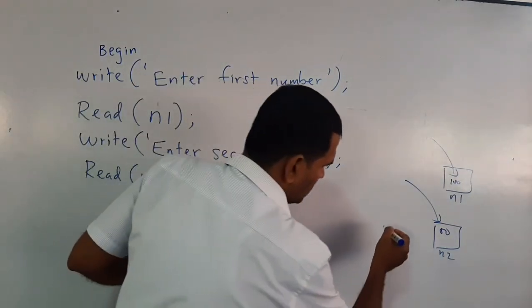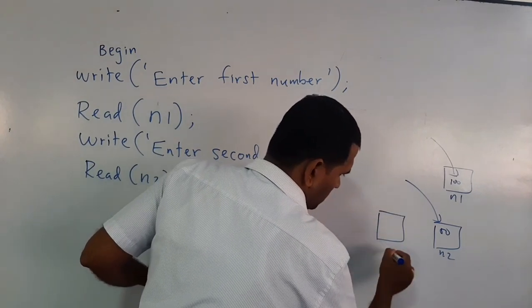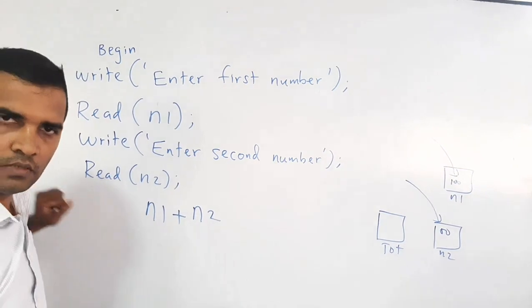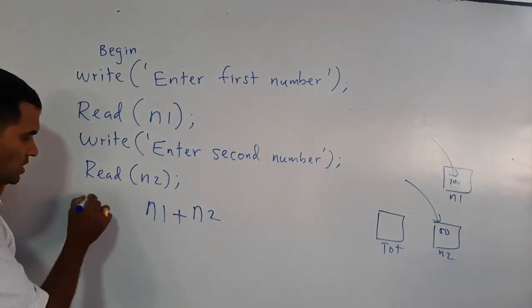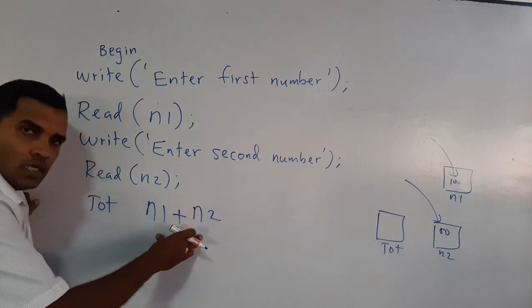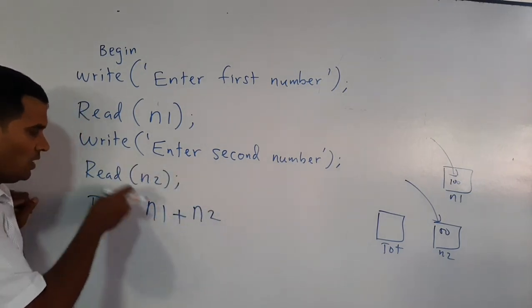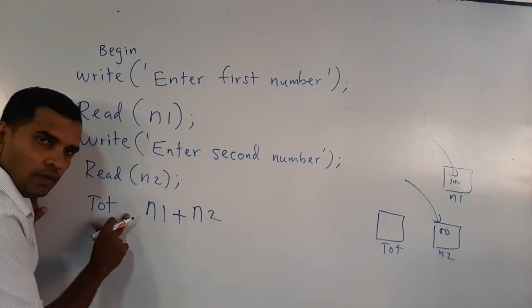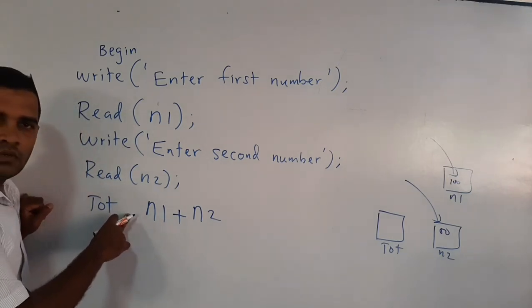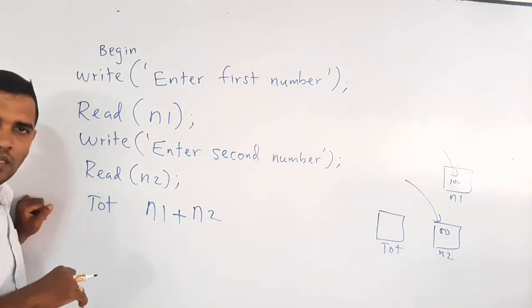Assume it is, let me take a meaningful name, TOT. I'm telling my computer to store in TOT. So this is TOT, but remember here we are adding the numbers and saving in TOT. So here we have to use the assignment operator for saving. Saving means assigning.